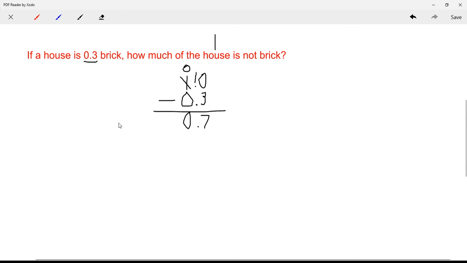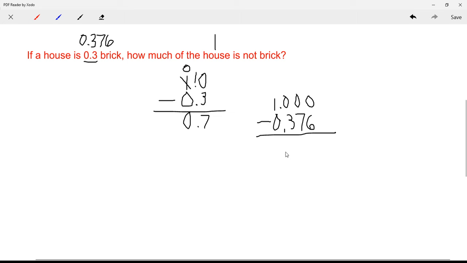So not too hard. We could go in and do, let's say that it is 376 thousandths brick. How much of the house is not brick? We would just do 1, and then minus, and it's always good to just put these zeros here so we keep track of place value.